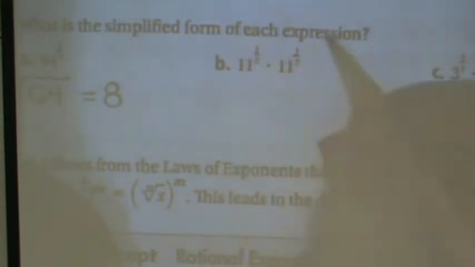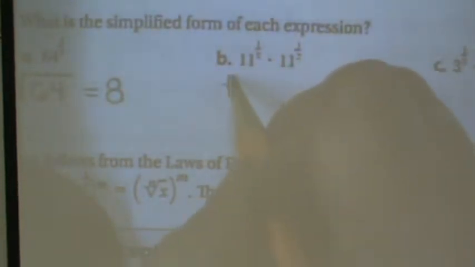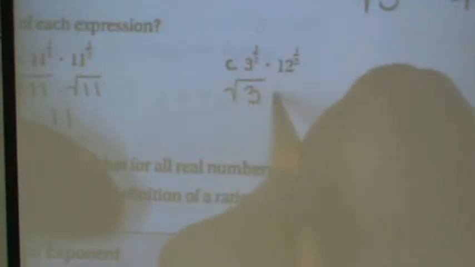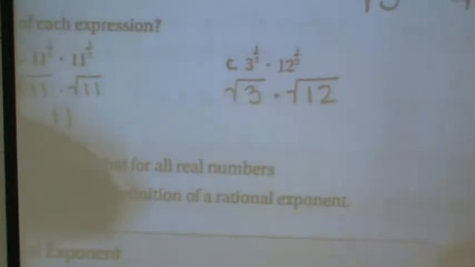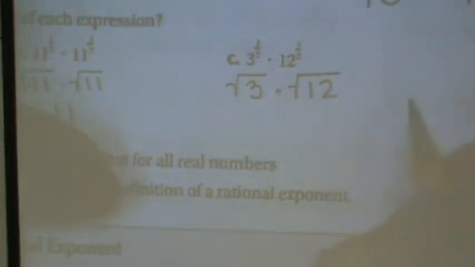How about B? This is saying the square root of 11 times the square root of 11, which is 11. And try C. This is saying the square root of 3 times the square root of 12. What would you do here? Root 36. Yeah, some people would put it together and write square root of 36, which is 6.